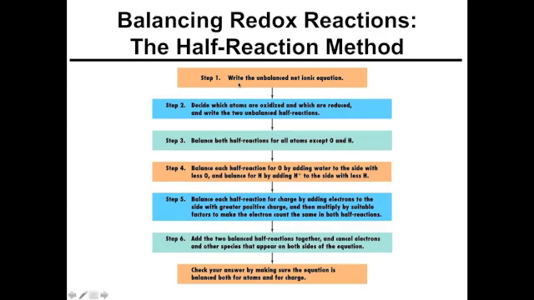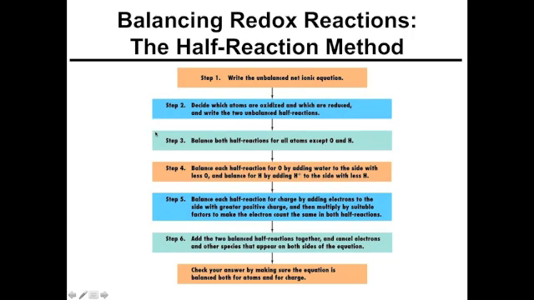First step is easy enough. We can write the unbalanced net ionic equation, and that would be given to you in the problem. The second step, we have to decide which atom is being oxidized and which atoms are being reduced. When we do that, then we divide our chemical reaction into 2 half reactions. One half reaction has the species that are being oxidized, the other half reaction contains the species that are being reduced. Then we'll balance those 2 half reactions separately for atoms and charges, and once we get them both balanced, then we add them back together again.